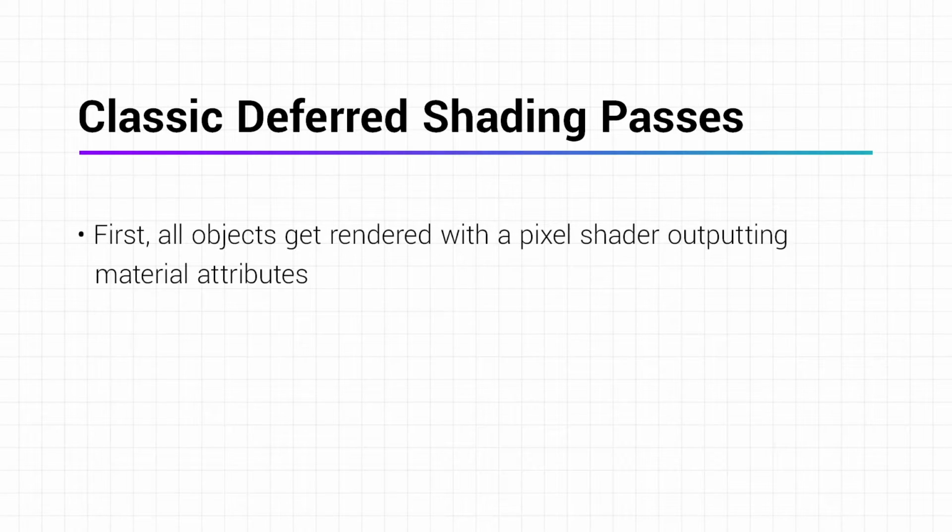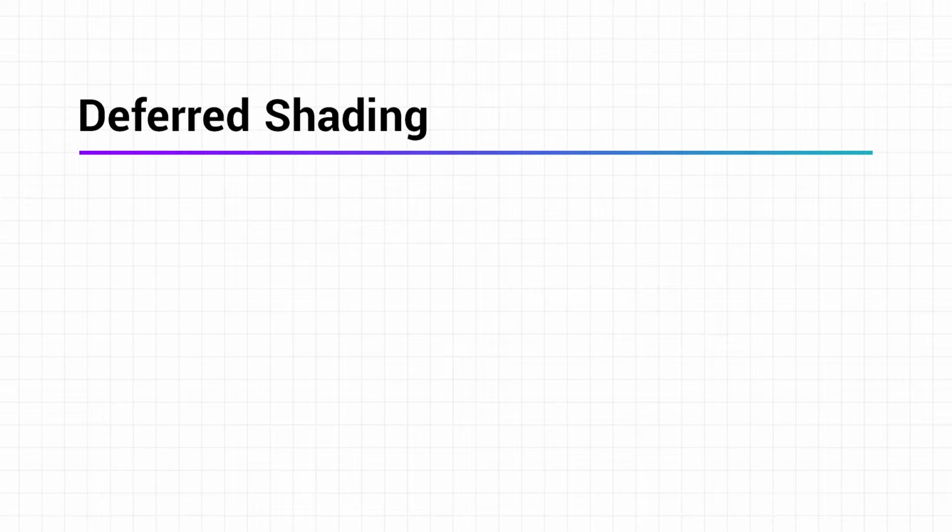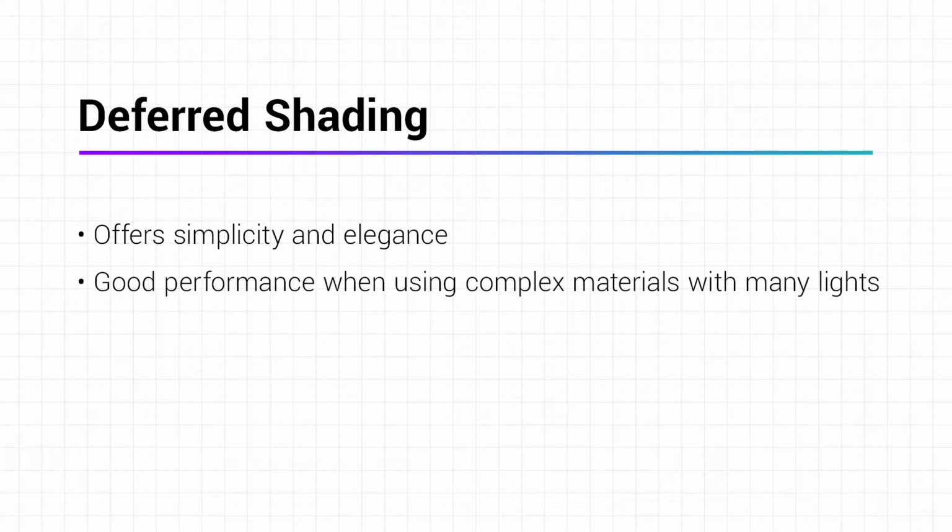Classic deferred shading renders in two passes. First, all objects get rendered with a pixel shader outputting material attributes and geometry attributes into the G buffer. In the following deferred passes, the shading is computed using the G buffer and lighting information. Because it decouples material complexity from lighting complexity, deferred shading offers simplicity and elegance, as well as performance when using complex materials with many lights.